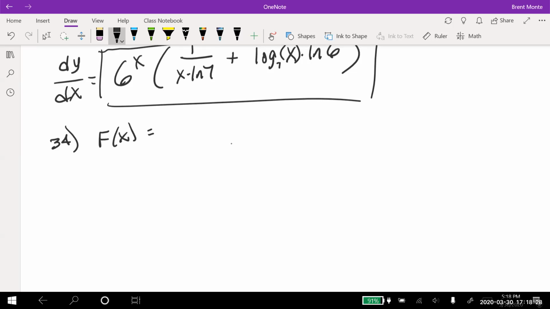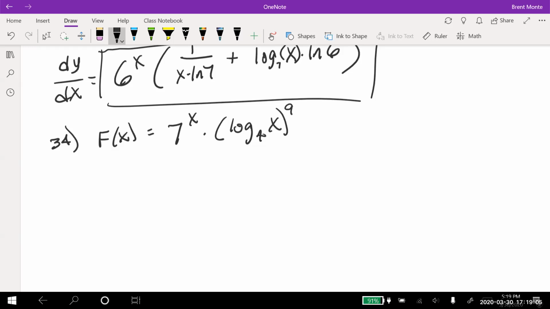So they give us capital F of x, and it's log base 9 of x times, and then in parentheses 4 to the x. Oops, I'm doing the wrong problem. Let me erase that. Sorry about that. The capital F of x is right, but I moved to the wrong problem. It's 7 to the x times log base 4 of x raised to the 9th power.